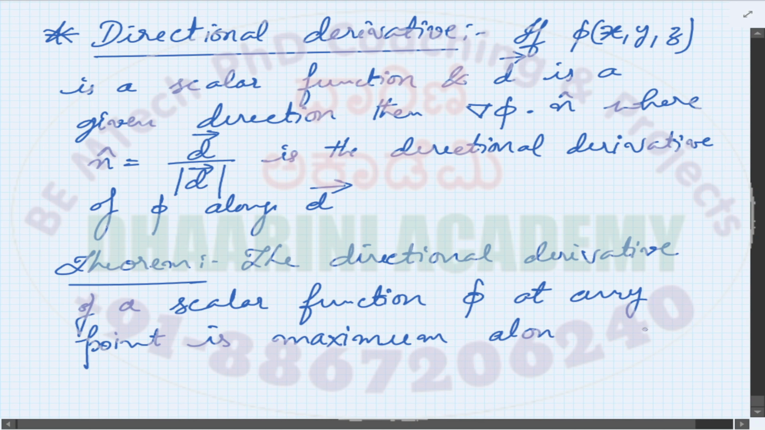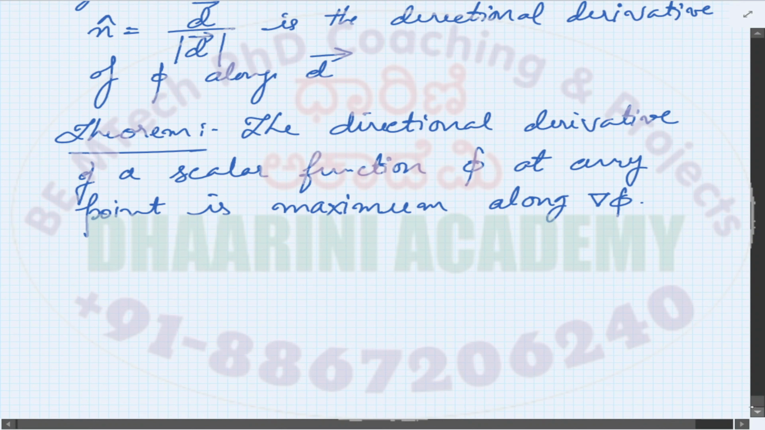It's along the del phi, right? It's obvious, we already know the reason, right? Because it's a dot product. Dot product is maximum if you find the dot product of two vectors which are in the same direction, then you can say that it is maximum. We know that. Anyway, we'll prove this.